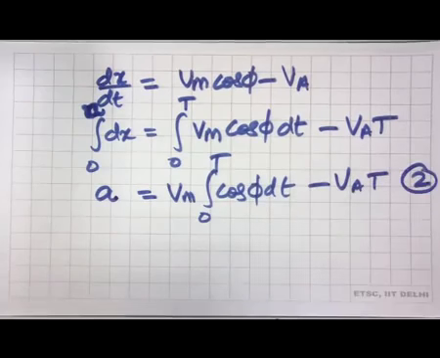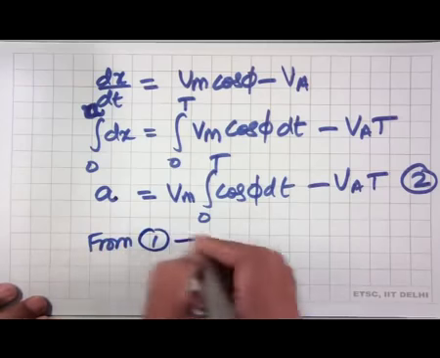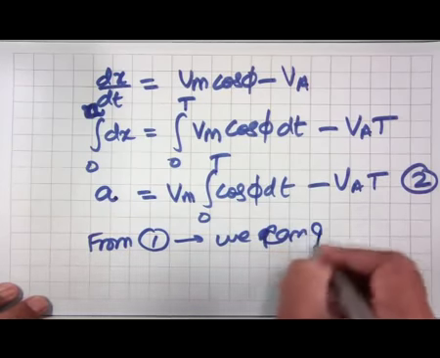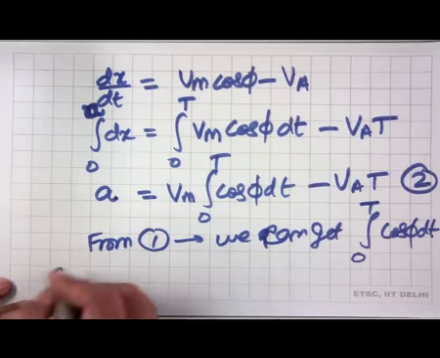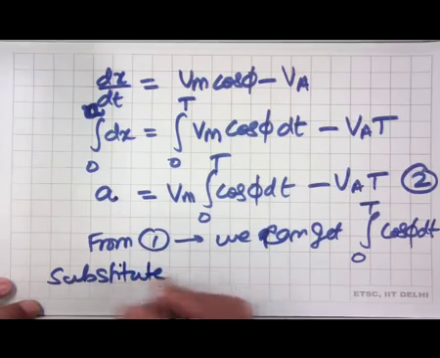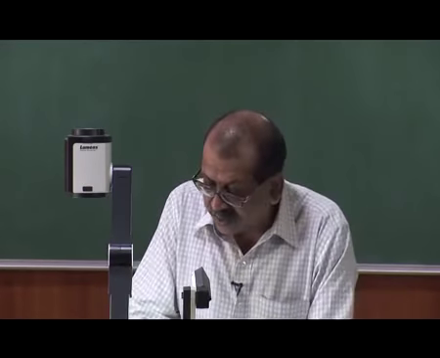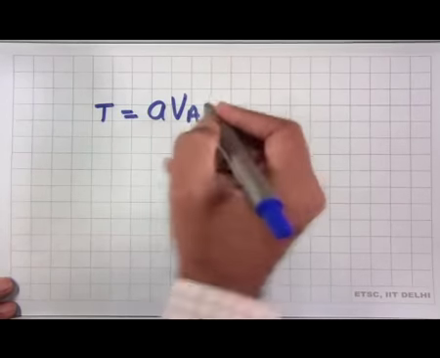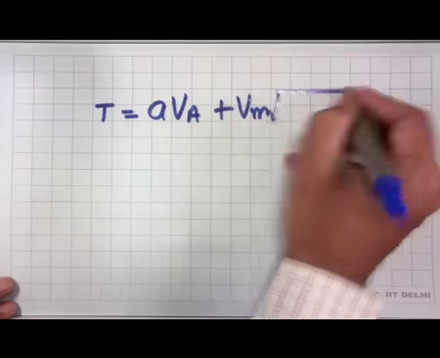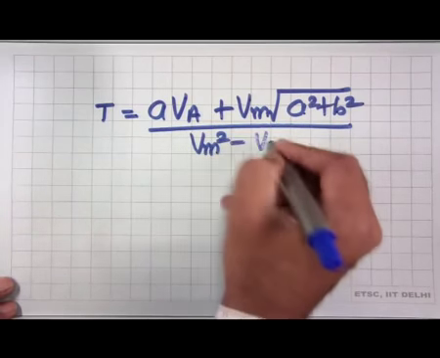I can call this equation number 2, and the equation I had got earlier, I can call equation number 1. From 1 we can get the value of integral cos phi dt from 0 to t, and we substitute in 2, and when we do all the maths, then finally by this substitution what we will get is t comes out to be equal to A times Va plus Vm times square root of A square plus B square divided by Vm square minus Va square.